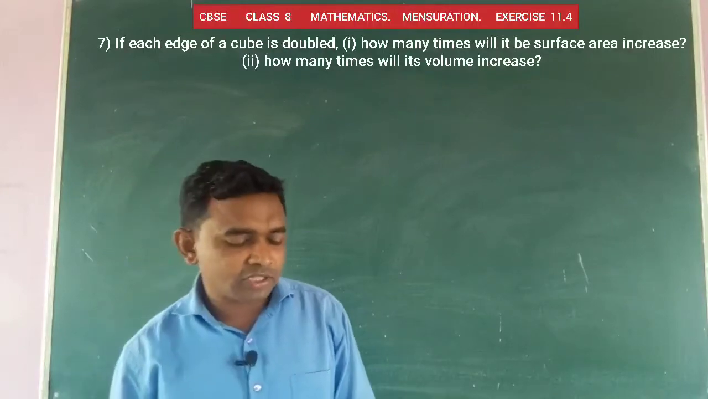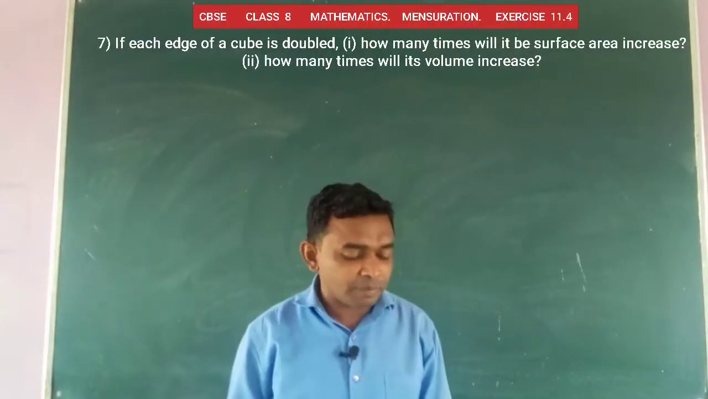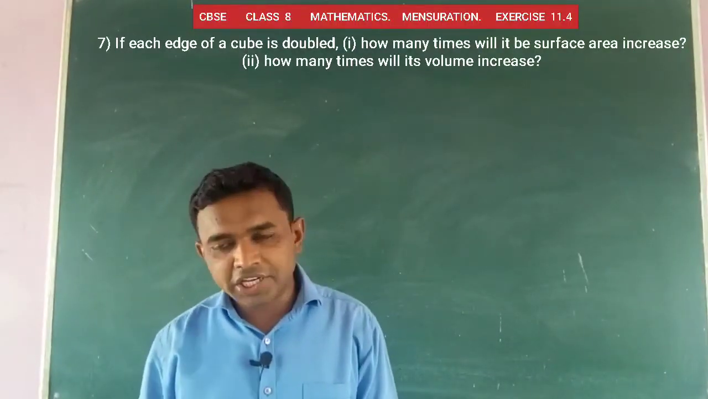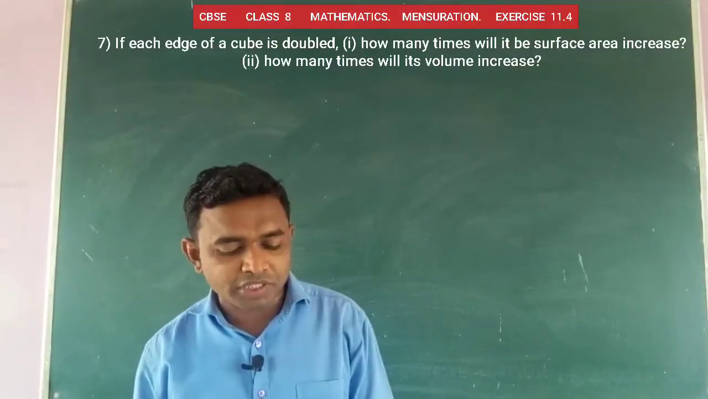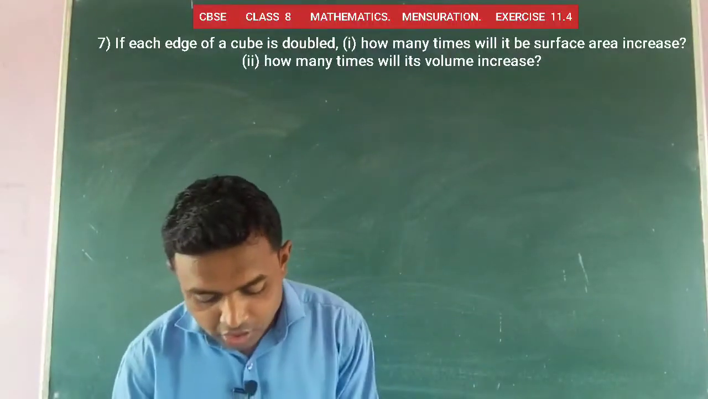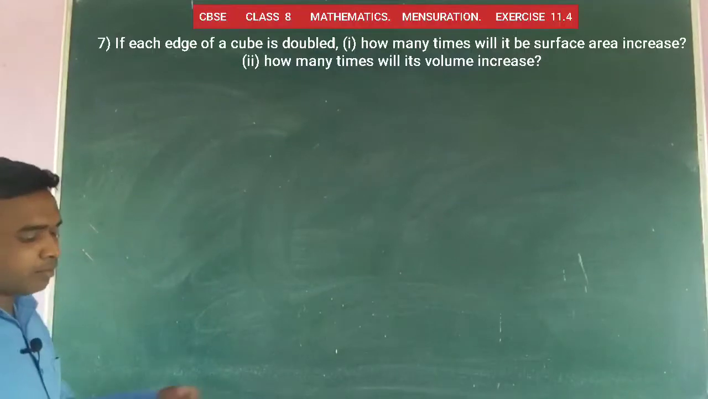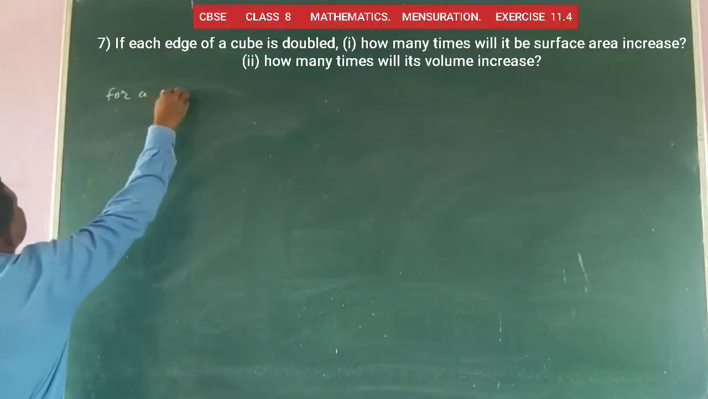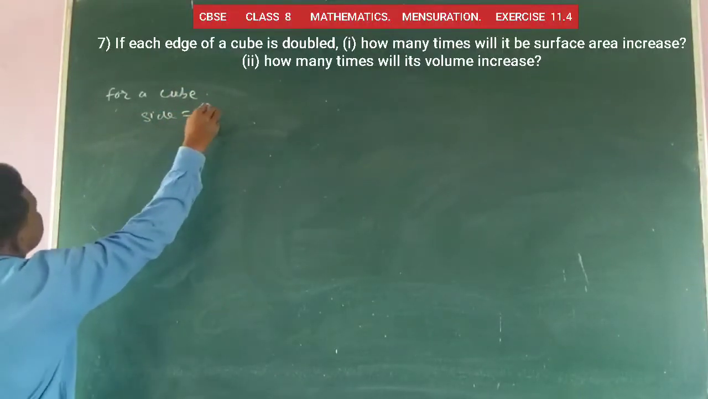Number 7 is, if each edge of the cube is doubled. Number 1, how many times will its surface area increase? And number 2, how many times will its volume increase? So this is the example for a cube, where the side is equal to L.